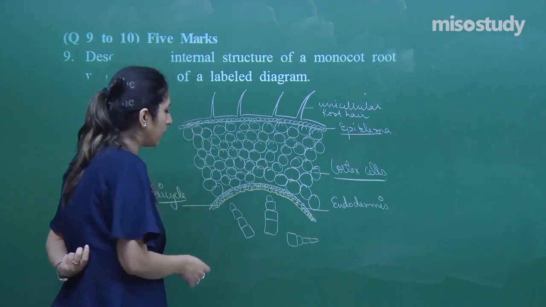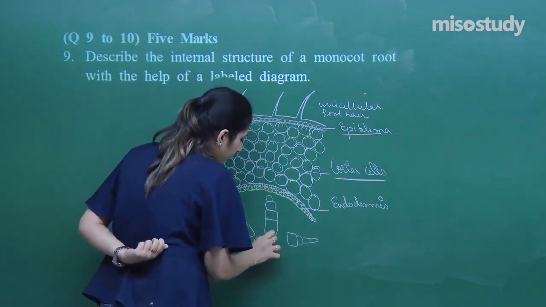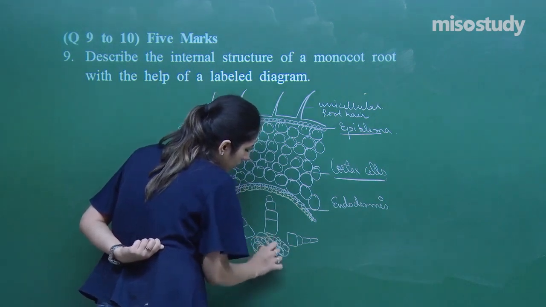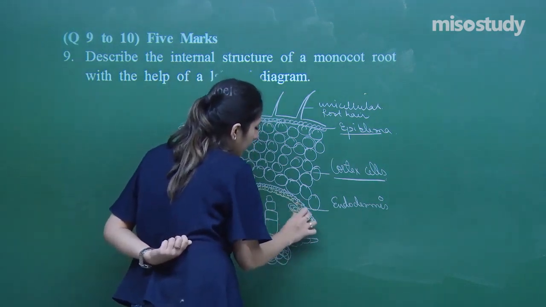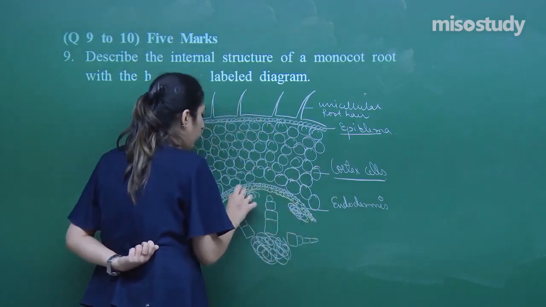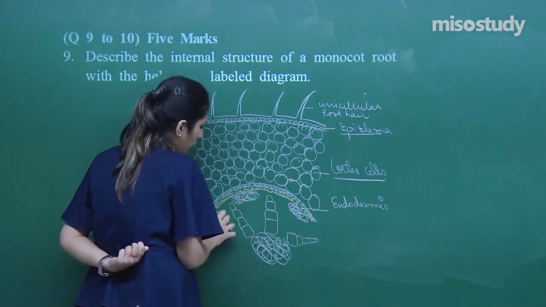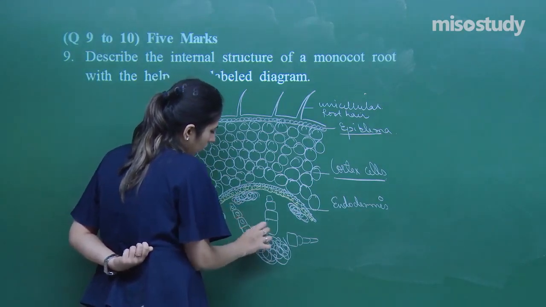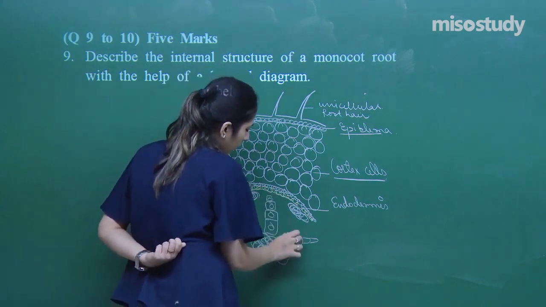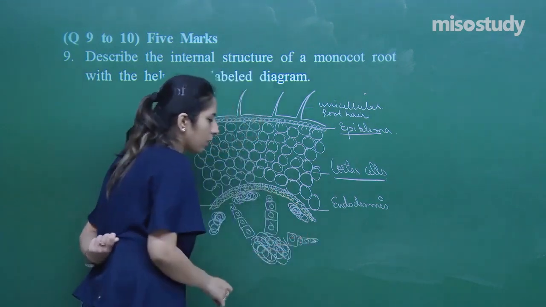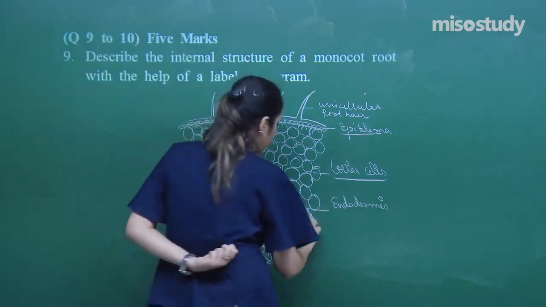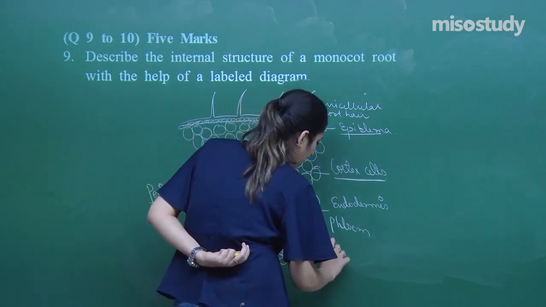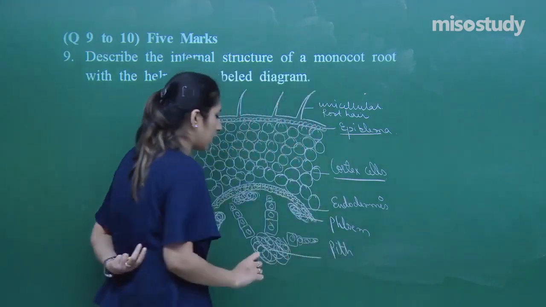This is how you have to make the whole. In the center, pith is present. Pith cells are present. Towards this side, you can see another type of cells, which we call the phloem, which helps in conduction of food. This is called the phloem. This is called the pith. A well developed pith is present in this case.